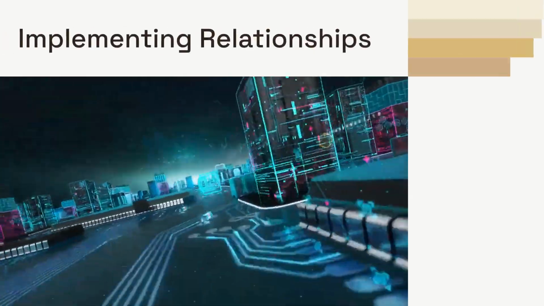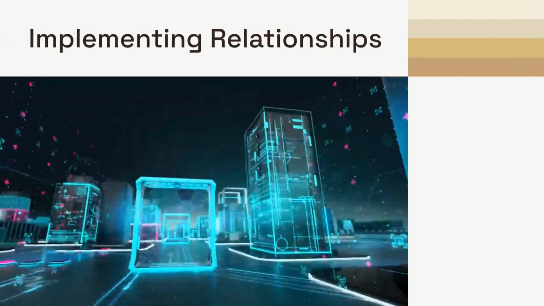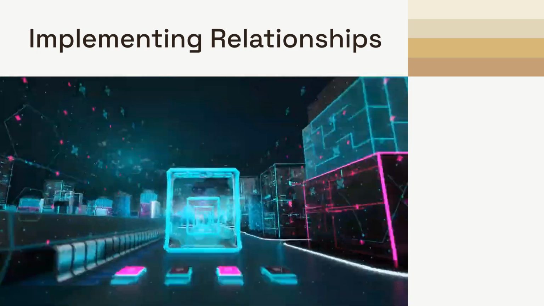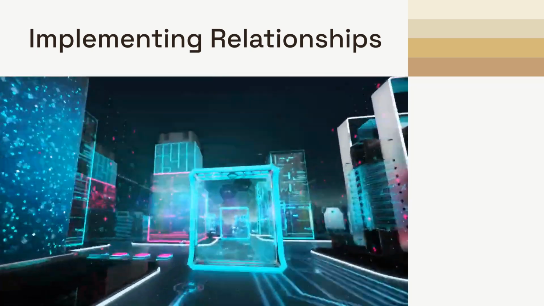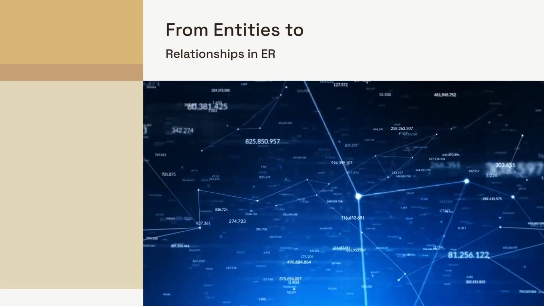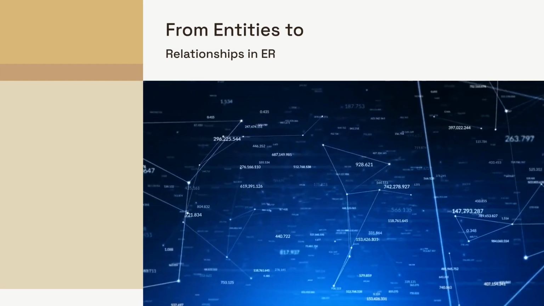Welcome to our deep dive into implementing relationships in database design. This is a crucial step in translating your entity relationship diagram into a functional database schema. We'll be breaking down how each type of relationship defined in your ER model gets translated into actual database constraints and tables. Remember that in an ER diagram, entities like passenger, booking, and flight are connected by different relationship types.